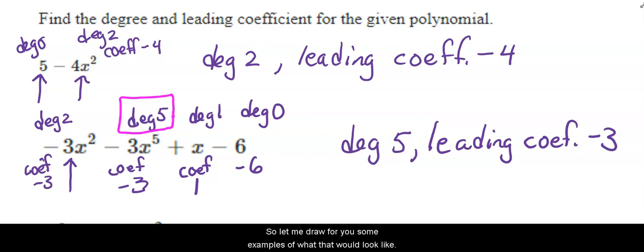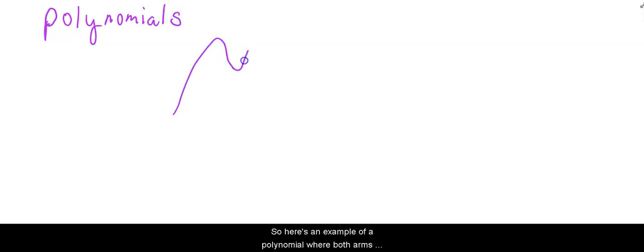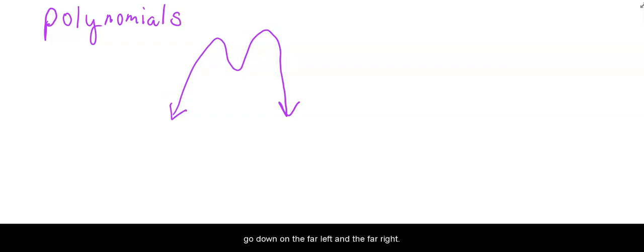So let me draw for you some examples of what that would look like. When we look at polynomials, the thing to remember about the graph of all polynomials is that they are smooth and connected. So when we look at polynomial graphs, there should be no sharp corners and no pointy parts. So here's an example of a polynomial where both arms go down on the far left and the far right. Since both arms go down, I know this means the leading coefficient must be negative.